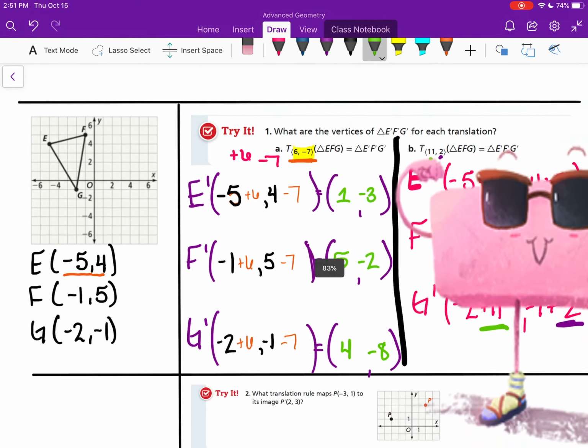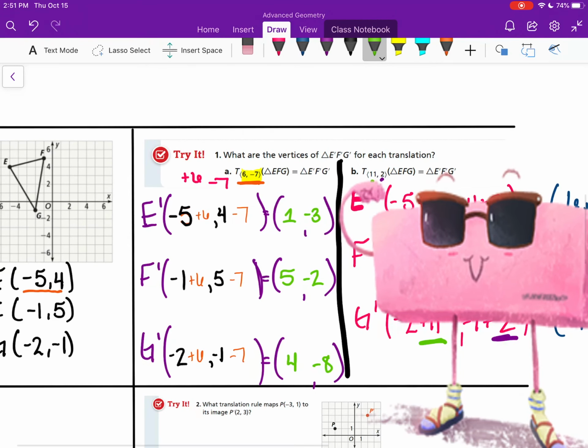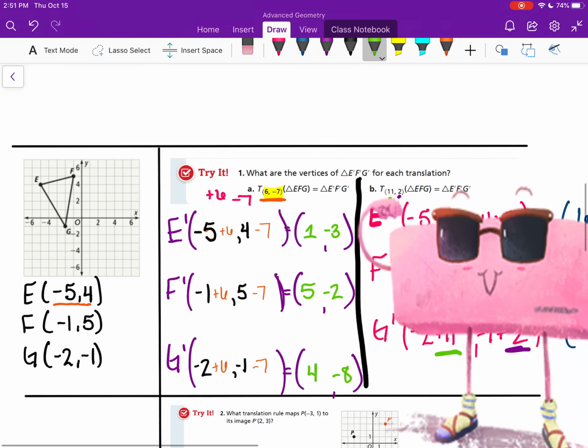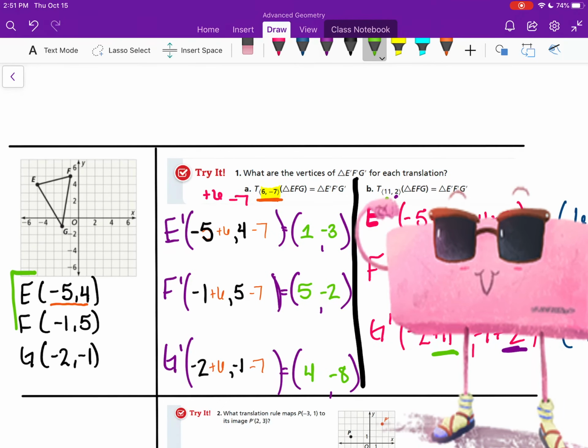So you're actually going to look at part B. Take a second, given your starting values, your starting coordinates, find the translation T when it moves 11 in the x direction and 2 in the y direction. Pause and try it.